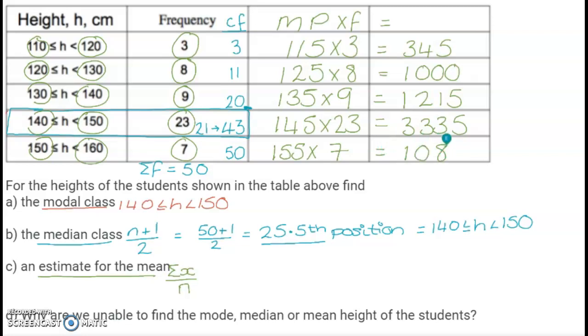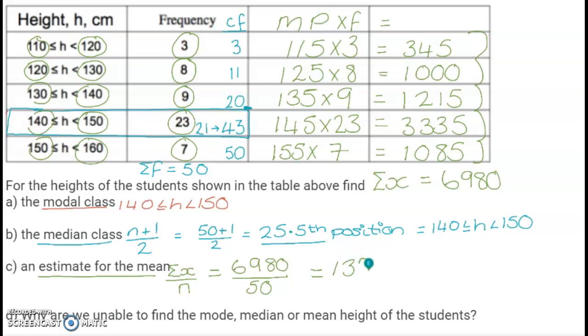Now I've done that for every category, I can add these estimates to make a total, and that will be my sum of x. So I'm going to add 345 and 1000 and 1215, 3335 and 1085. And that gives me the value 6980. Putting that into my formula, my denominator is how many people are represented in the table. We've already worked that out earlier on in the question, and that is 50 people. So for my estimate of the mean, I'm going to do 6,980 divided by 50, and that gives me 139.6.